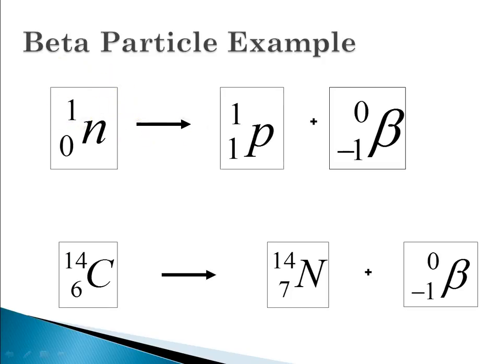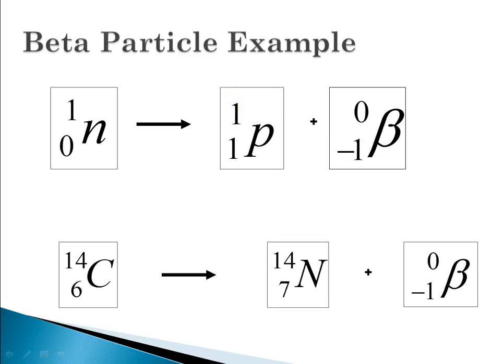So here's a beta particle example. We're starting with a neutron, and we see that it's decaying, and we're getting a proton and a beta particle. Again, adding up the subscripts to the right of the arrow, 1 minus 1 is 0, and to the left, 0. And then again with our superscripts or masses, 1 to the left of the arrow and 1 to the right of the arrow.